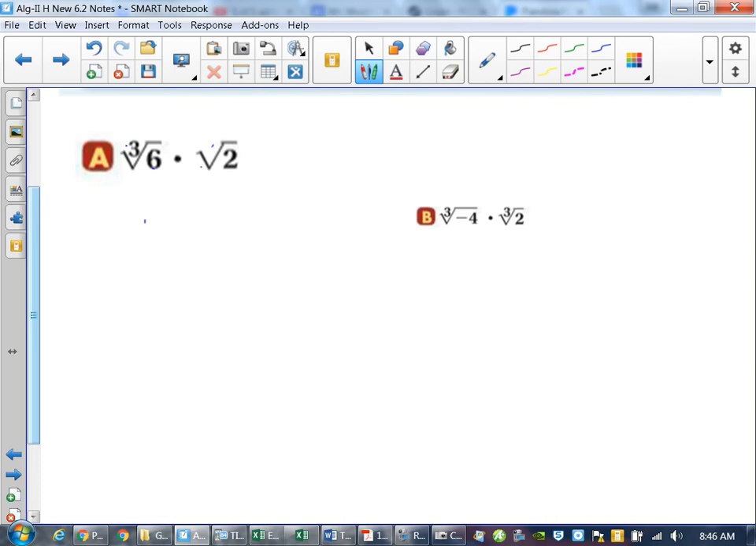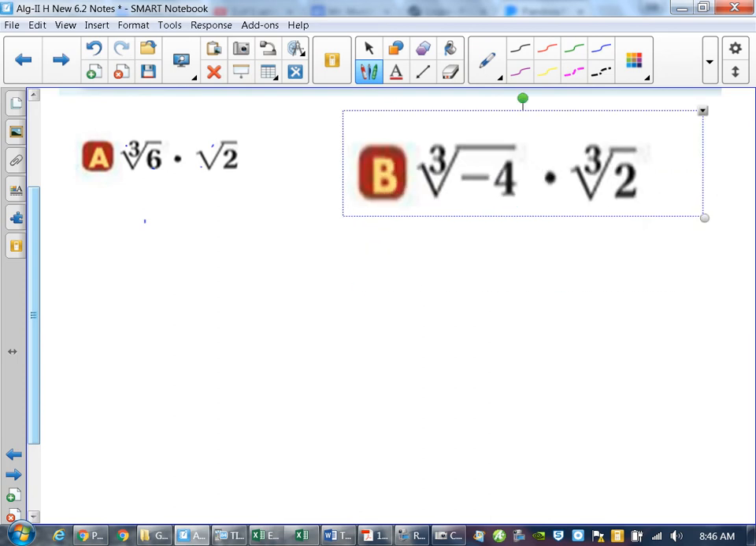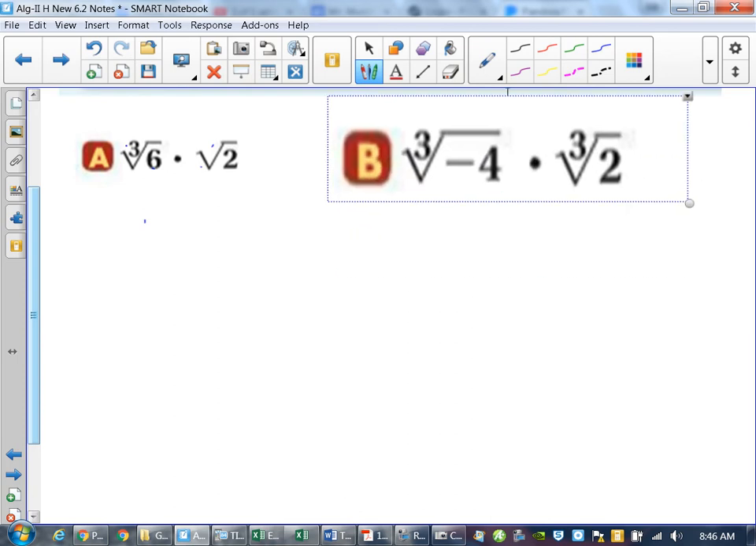When I get to this one though, can I? Yeah. So I had the cube root of -4 times the cube root of 2. Well, since they have the same nth root, I can just rewrite it as one giant cube root. So what is the cube root of -8? -2, very good. Okay. This one I can't combine because the nth roots are different.